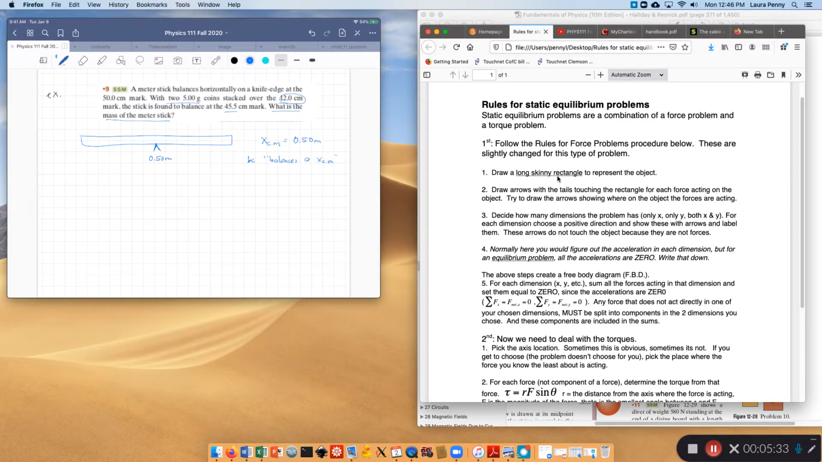It says, number 1, draw a long, skinny rectangle. And so this is different. This is just our pre-information that gives us this information right here. But now we're really doing our problem. So I'm going to redraw my long, skinny rectangle, and that represents my actual object that I'm dealing with, in this case, my meter stick.